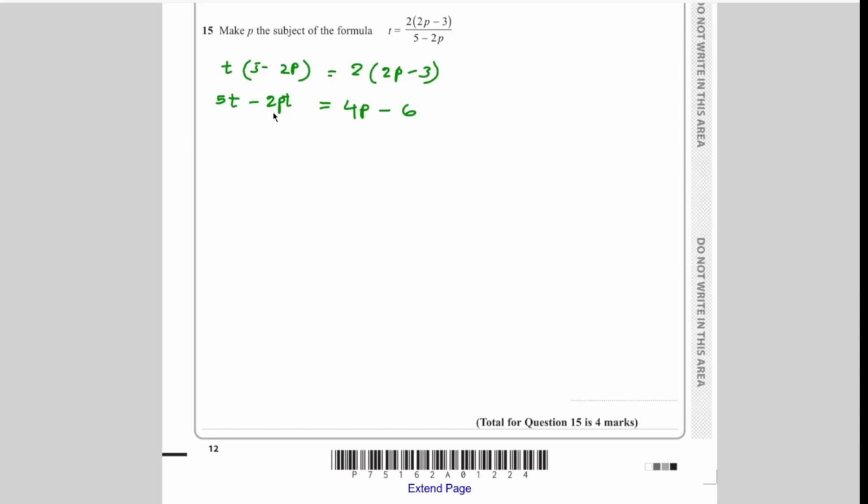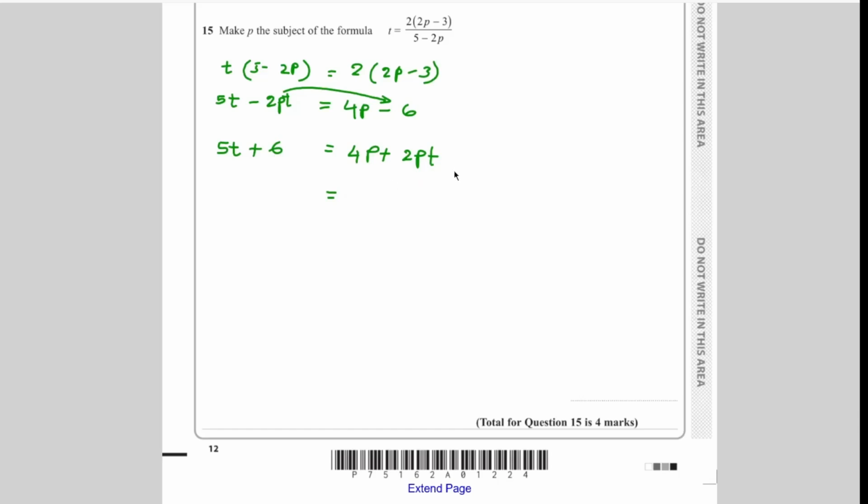Since P is negative on this side, I'm going to send this P to this side. It is okay to collect P's to this side as well. I don't like P to get negative. Therefore, I'm sending P to this side. It is okay to get P to the left side as well, it is still okay. So for P, I'm sending the P to this side. Then can you see it is getting positive? 2PT, then 5T plus 6.